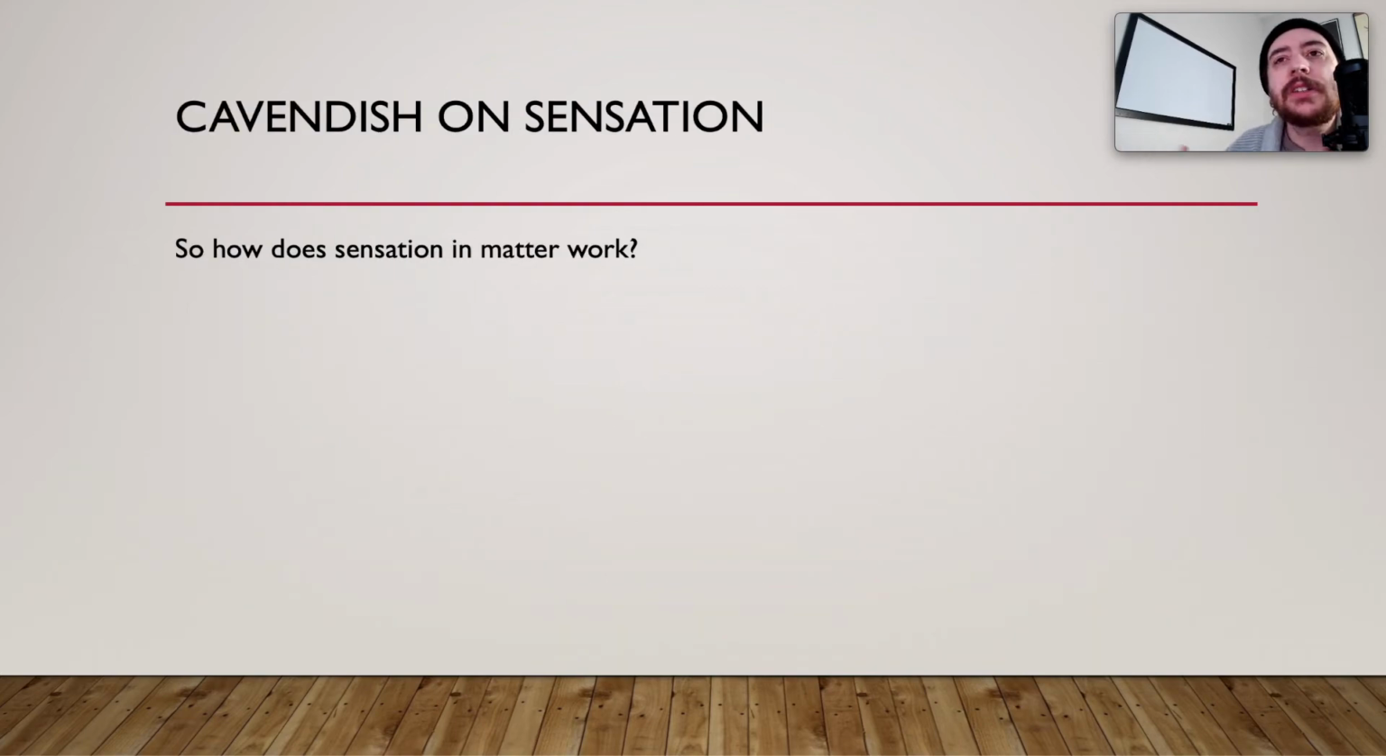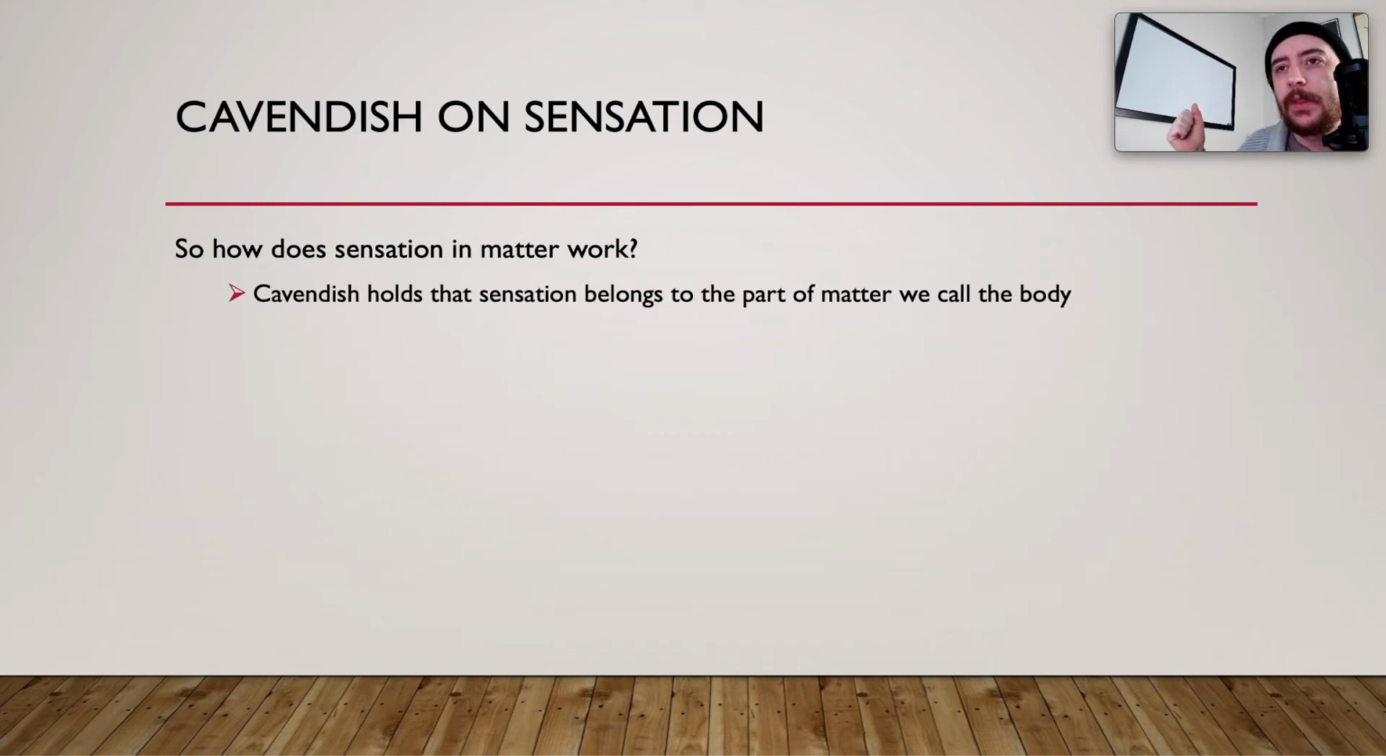But now you might ask, how does sensation and matter work? Cavendish holds that sensation belongs to the part of the matter that we call the body. The mind is also made out of matter, but she thinks it's made from rational matter, which has abstract thought. So whenever we perceive a table, we have a sensation of it and we have an understanding of it. In our body we have a sensation, but we have this other rational matter that has abstract thought. So we have what she calls double knowledge of it, or a double perception almost, via the sensation in matter, and then the rational matter as well understands it.